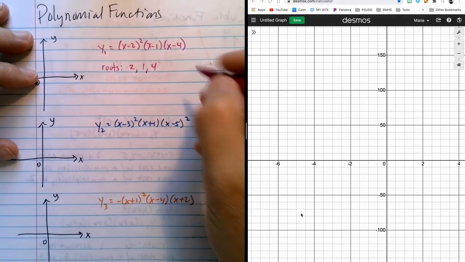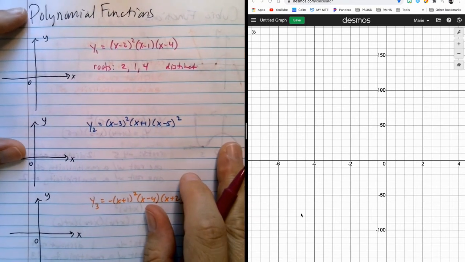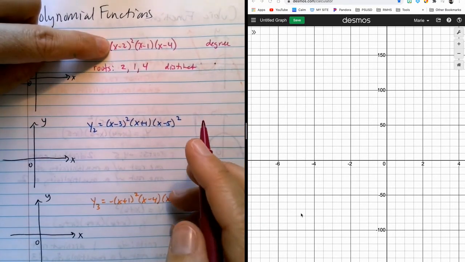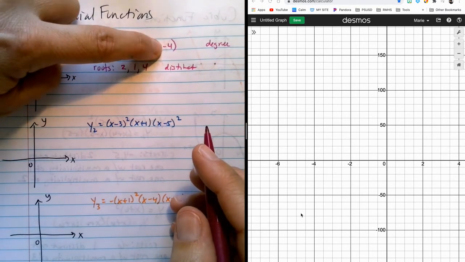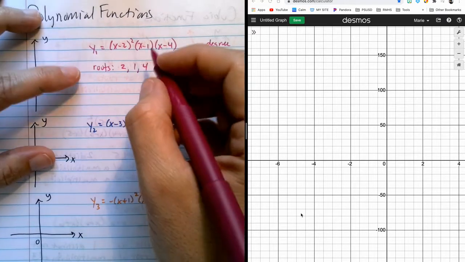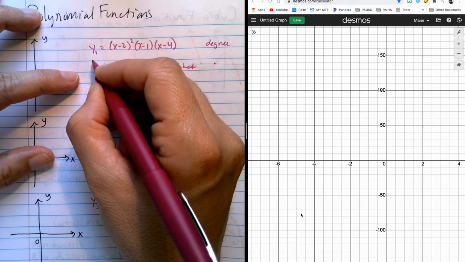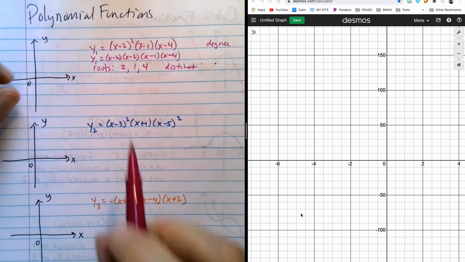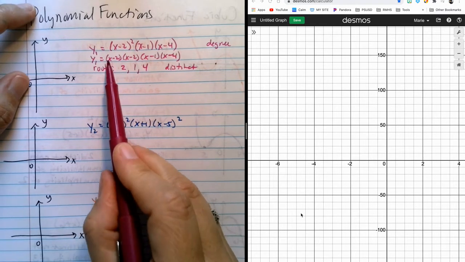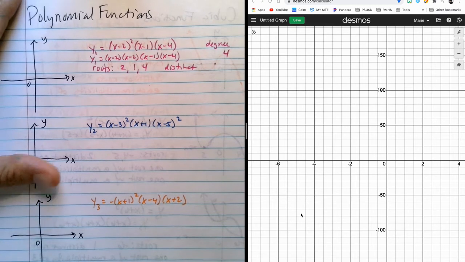These are all distinct. But notice, what's my degree going to be here? Well, this is going to be x squared because there's 2 of them. This is going to be an x and this is going to be an x. So an easy way to do this is to expand it out. So let's rewrite y1. So what is my degree? We'll count how many x's there are. 1, 2, 3, 4. So my degree is 4.